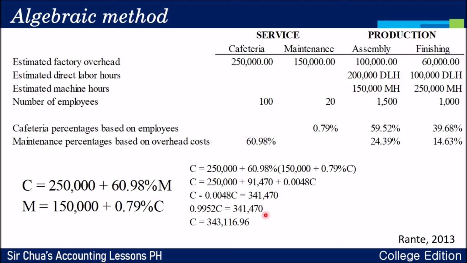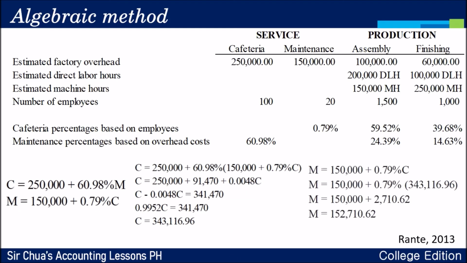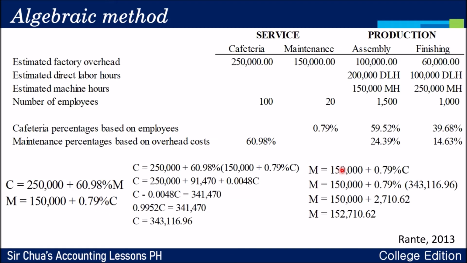Divide both sides by 0.9952 to get C. Your C is equals to 343,116.96. Yan po ang ating cafeteria cost na i-allocate kay assembly and finishing mamaya. Ngayon, dito naman po tayo sa M. Ang M po natin is 150,000 plus 0.79C. Meron na tayong amount ng C. So, you just substitute it. 150,000 plus 0.79% ng 343,116.96. Yun po yung C.